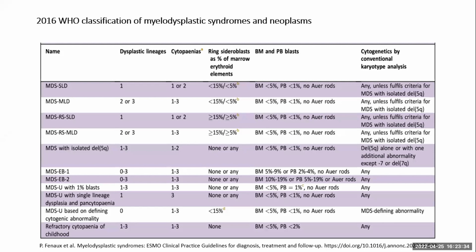Just to touch a little bit on the WHO classification of myelodysplasia, I know Gugu will dwell much more into this classification, but there are about 5 categories that are used to classify the MDS into various categories, and these include the dysplastic lineages that are present, the number of cytopenias that the patient will have, and the percentage of ring sideroblasts in the bone marrow, and then the amount of blasts in the peripheral blood and the bone marrow as well. And then, of course, the cytogenetics by karyotype analysis.